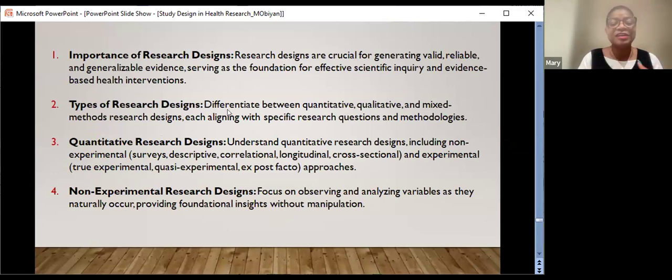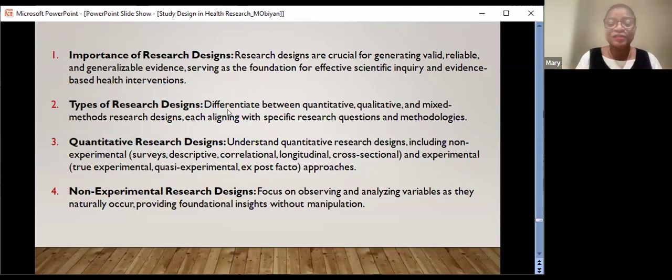Research designs are crucial for generating valid, reliable, and generalizable evidence, serving as a foundation for effective scientific inquiry and evidence-based health interventions. Your type of research design matters. Clearly differentiate between quantitative, qualitative, and mixed method research designs. Ensure that it aligns with research questions and methodologies.